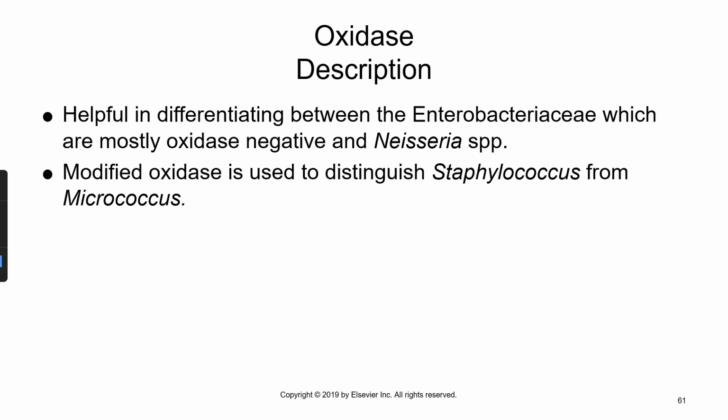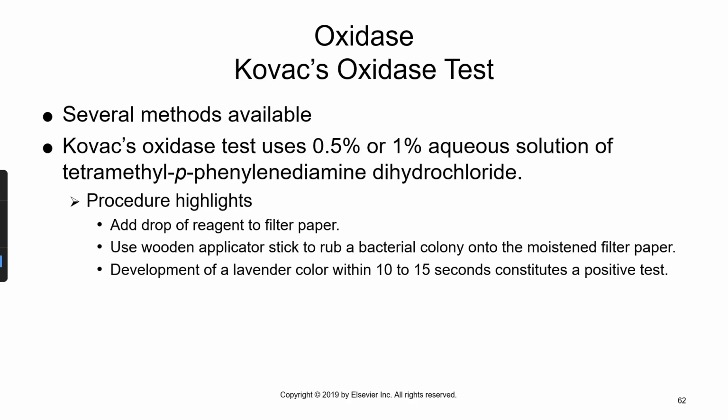Oxidase description: it's helpful in differentiating between the Enterobacteriaceae, which are mostly oxidase negative, and the Neisseria species. Modified oxidase is used to distinguish Staphylococcus from Micrococcus. For the Kovacs oxidase test, several methods are available. The Kovacs oxidase test uses a 0.5 or 1% aqueous solution of tetramethyl-p-phenylenediamine dihydrochloride. Wow, that was a lot to say.